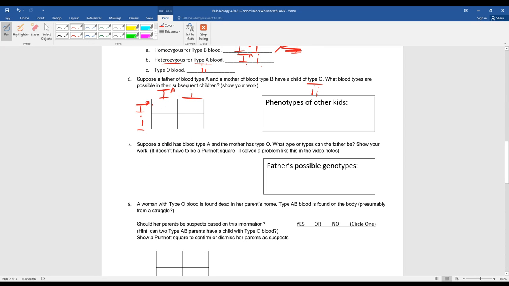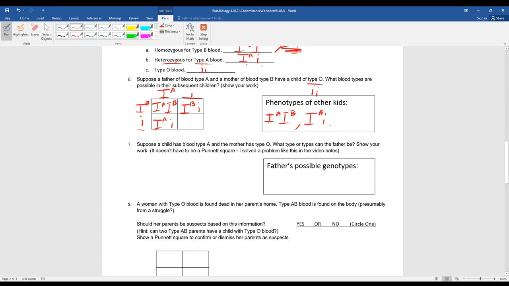And so the question, though, is asking what can the next kids be? Well, the next kids can be type AB, or they can be type B, they can be type A. Okay, so they can be that.